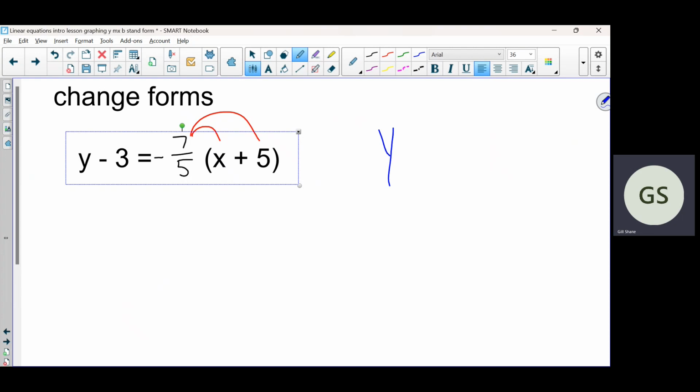So, just doing that, you're changing it into that. So you have to do that last step.